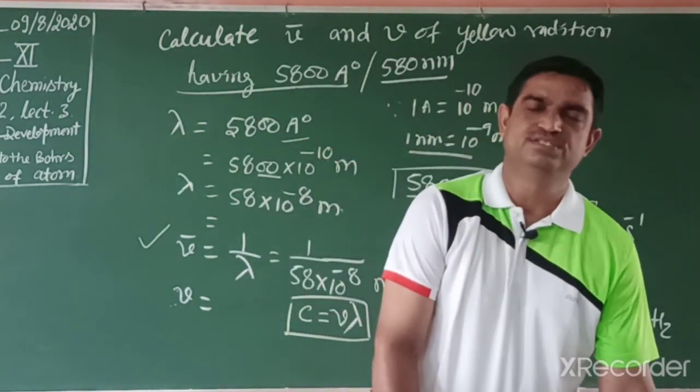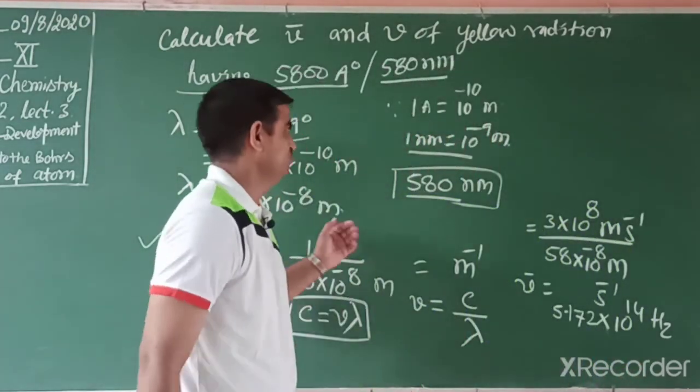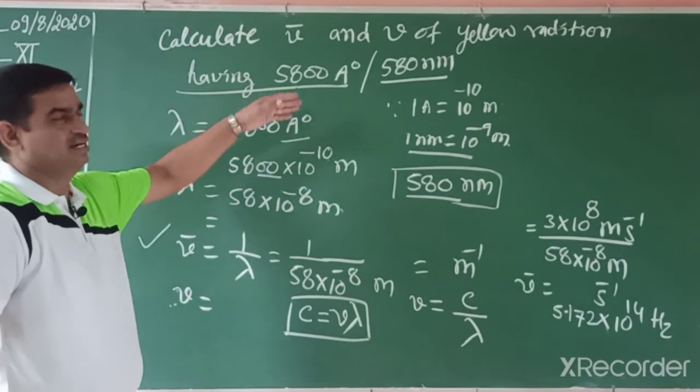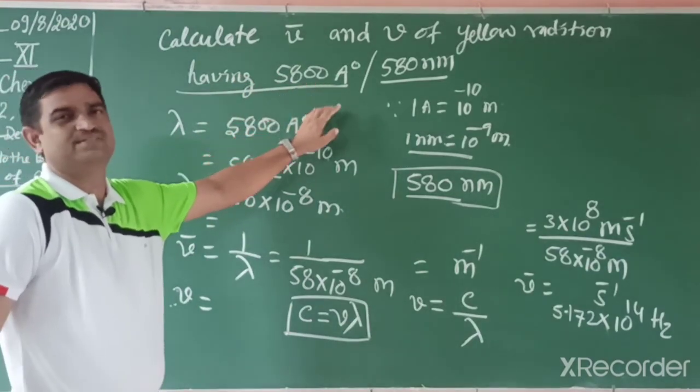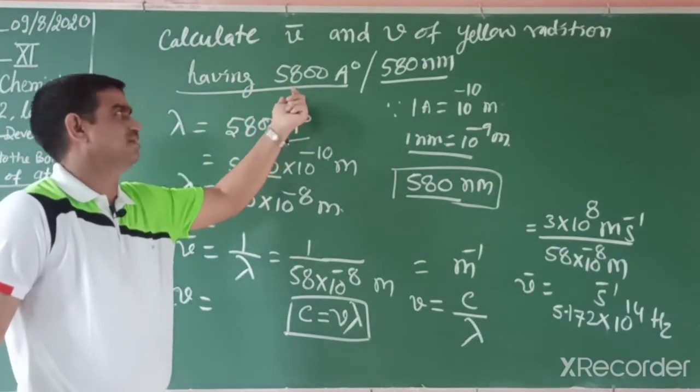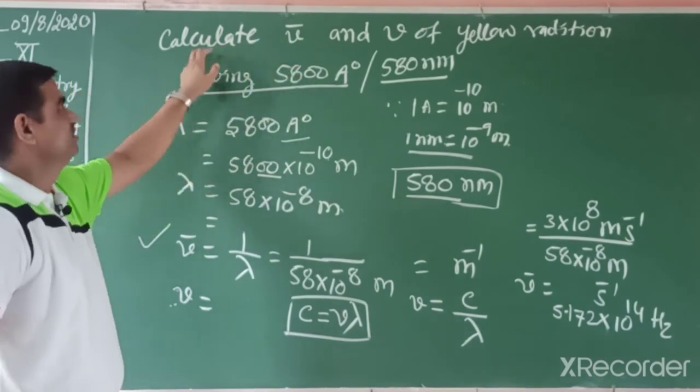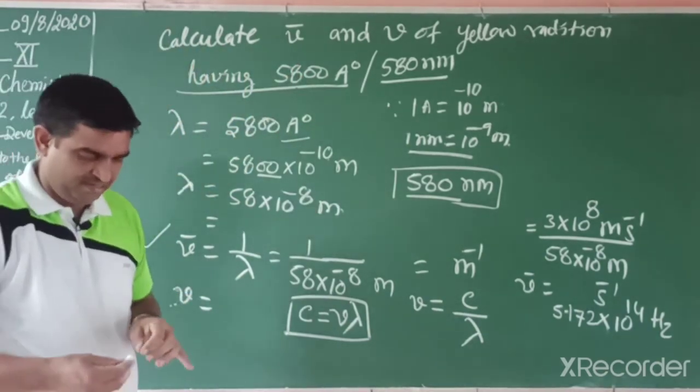So students, in this way you can find and solve the numerical given, and others you can take, like red color, violet color, and for violet color 400 nanometer. In this way you solve the numerical.